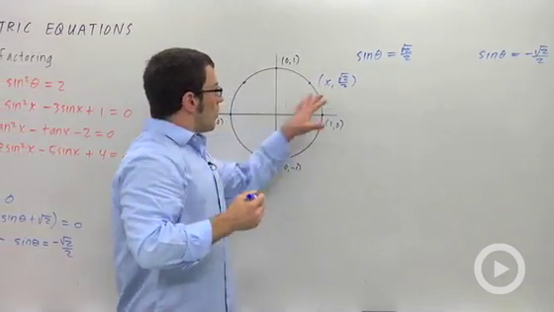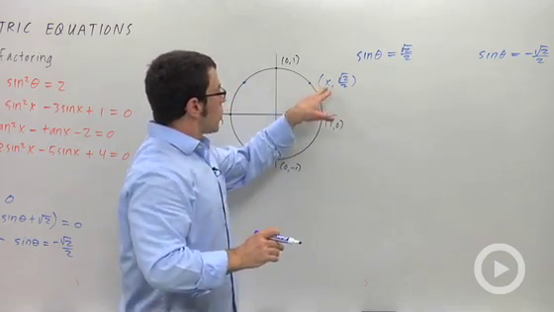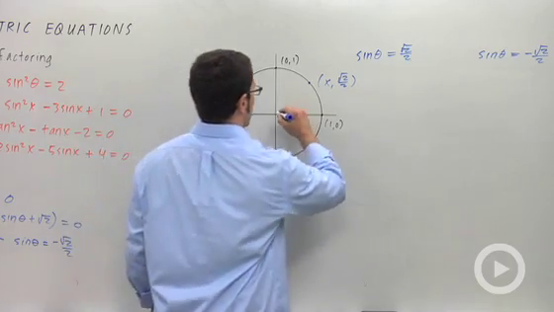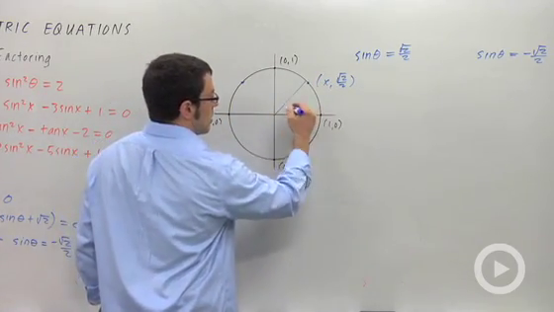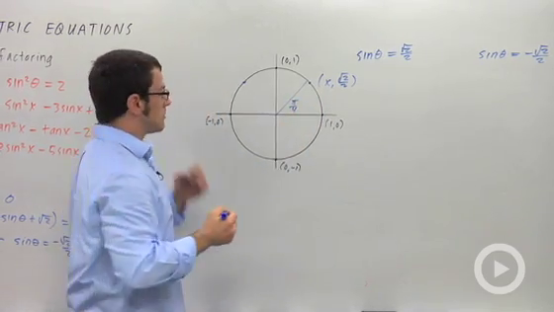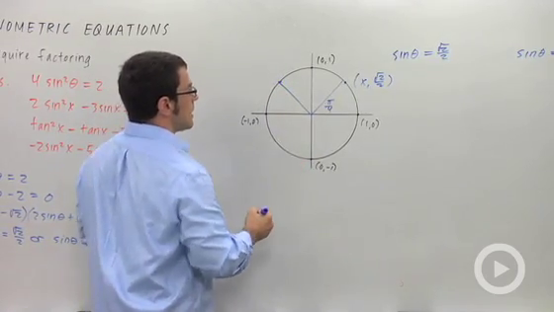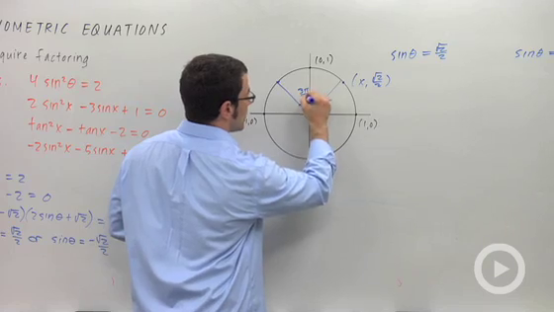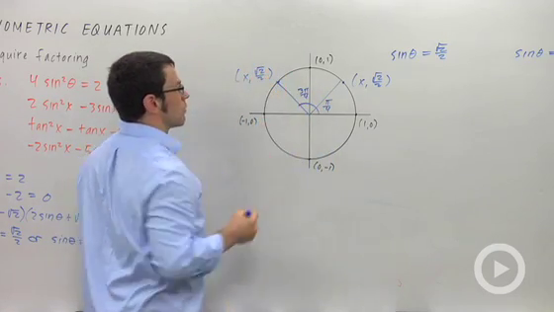Now, when I locate these points, I remember that there are lots of points that have coordinates plus or minus root 2 over 2, and they occur at integer multiples of 45 degrees, or pi over 4. So this angle is pi over 4. And here's another one. This angle is 3 pi over 4. And again, both of these points have a y-coordinate of root 2 over 2.